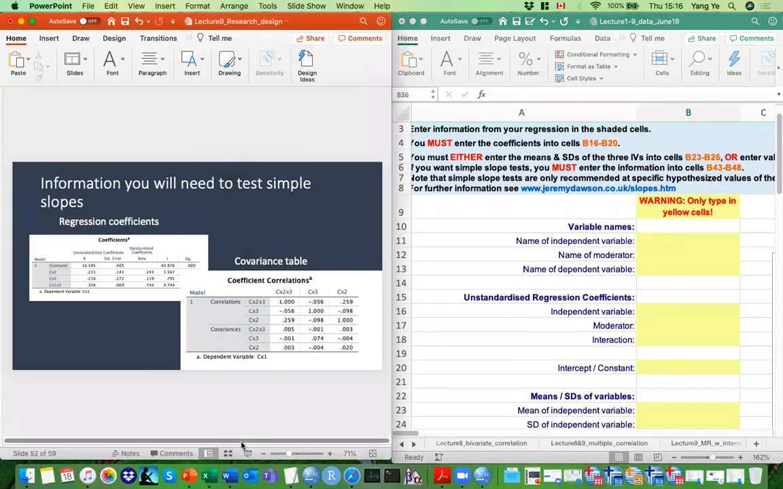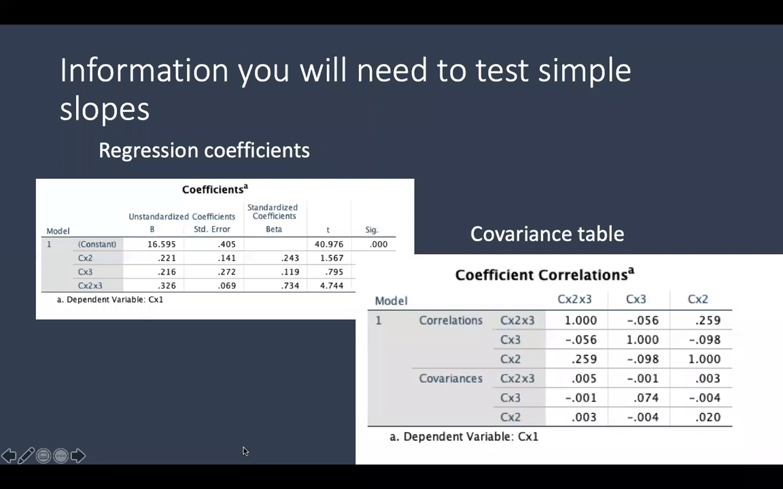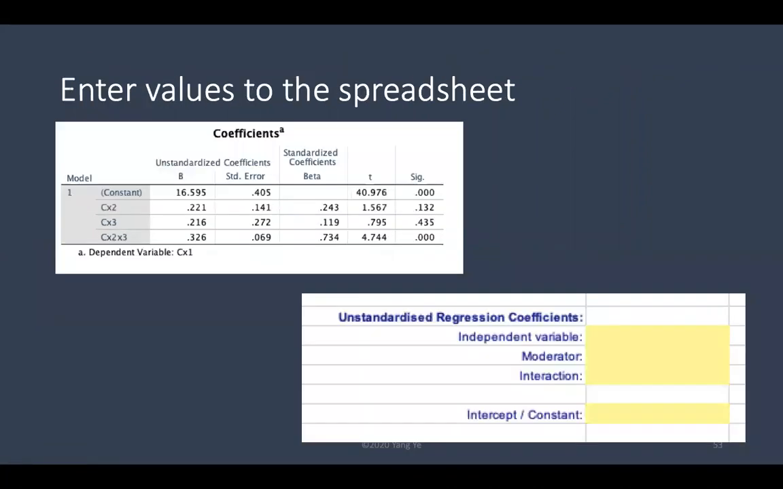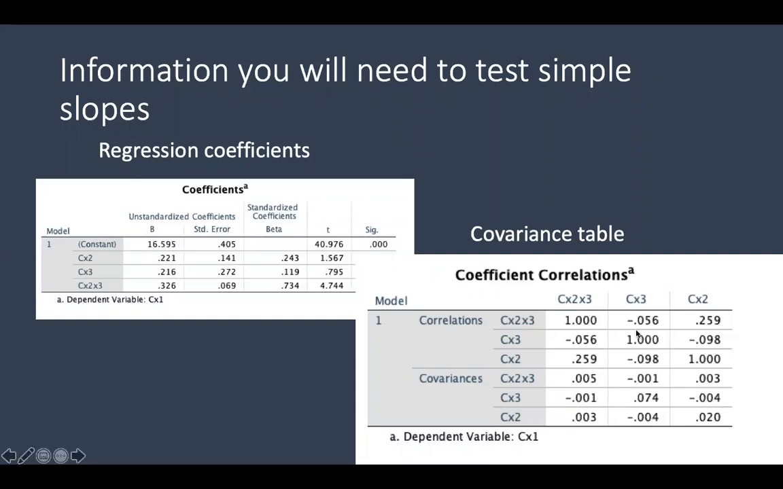Here is the information you would need to complete the simple slopes. The first is the regression coefficients from the regression coefficient table. The other is the covariance table. Remember, we asked for it: not only did we ask for correlations, we also asked for covariances. The covariances are the unstandardized values of the correlations, you can think of it that way. So these are the covariances between these variables.